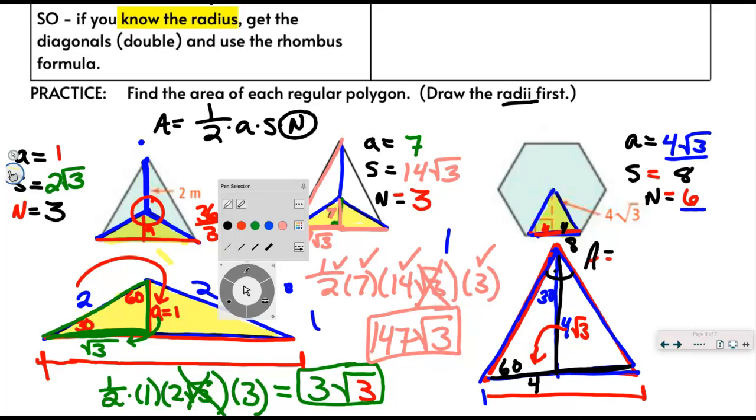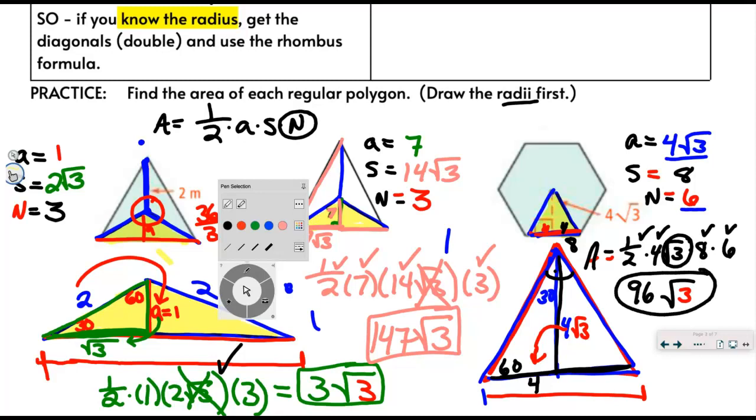My area is 1/2 of my apothem times my side length times, and again, sometimes I use parentheses, sometimes dots. I like parentheses better because dots look like decimal points, but just in case you don't. If it says as a decimal or round, you do it all on your calculator. But if it says simplest radical form, we put the root 3 down, and we do the rest of it on our calculator. We would end up getting a 96 if we did 1/2 times 4 times 8 times 6. 96 root 3. And that's it.